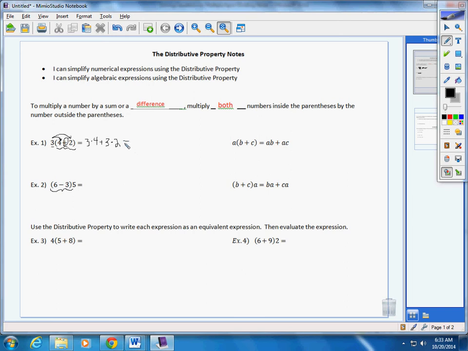So then let's even simplify this further. Since we know how PEMDAS works, we know we have to multiply first. So 3 times 4 right here is going to be 12, and 3 times 2 right here is going to be 6, and your final answer is going to be 18.